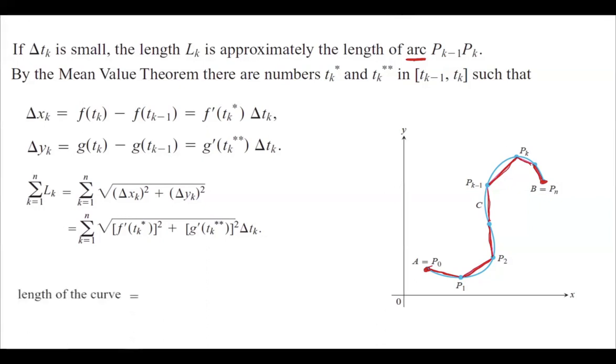So the length of the curve can be written as, when you take the limit, the definite integral between a to b of the square root of f prime of t squared plus g prime of t squared dt. So this is the formula and the argument and the discussion behind how we came up with this formula to calculate the length of a parametric curve.